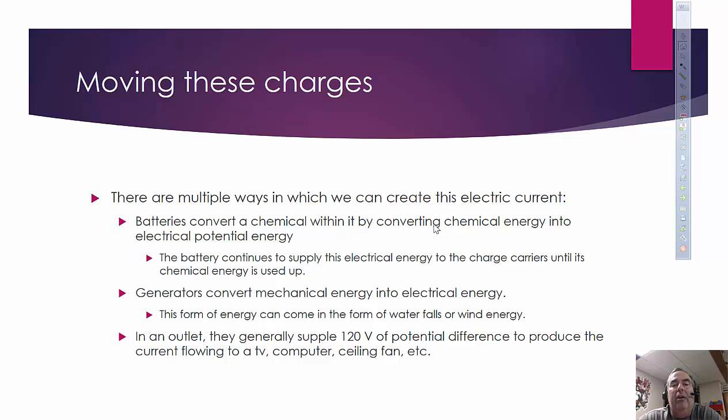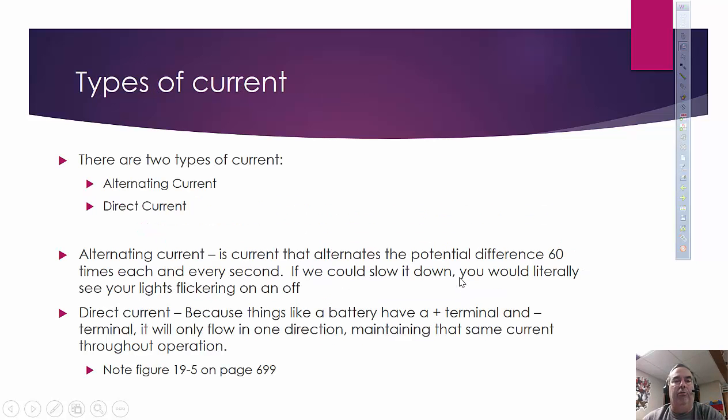So what we're trying to do is get these charges moving by having some sort of electrical energy. In an outlet, generally they supply about 120 volts of potential difference to produce that current that flows in your house. So 120 volts of potential difference. There are going to be 2 types of current. Alternating current, just like that word alternating says, back and forth.